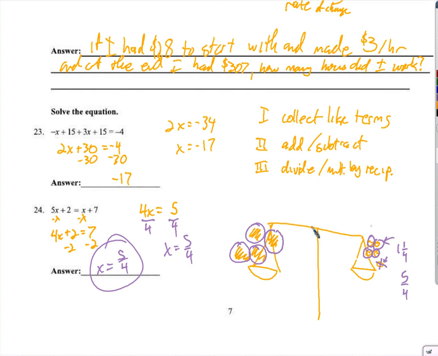Look at 1/4 of each side. 1/4 of this side is one blob. That's why we're looking at 1/4 of both sides, because we want to look at one blob, and there are 4 blobs over here. So we divide this side by 4, and we divide that side by 4, and we get 5/4. 1/4, 2, 3, 4, 5/4. Okay. Next.